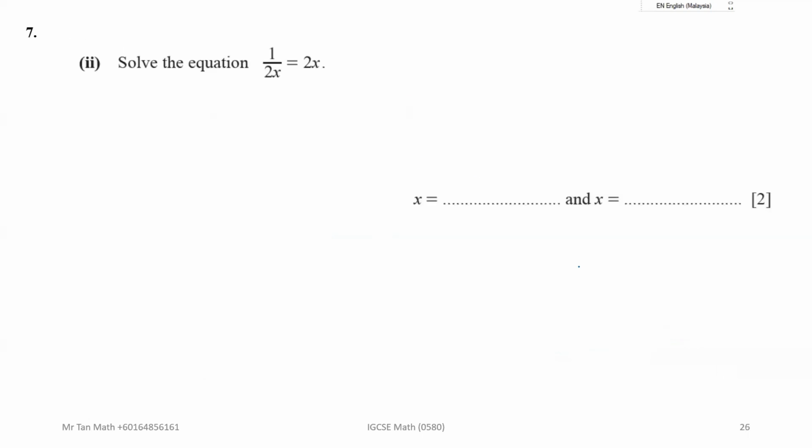Okay, solve the equation 1 over 2x equal to 2x. So 1 equal to 2x times 2x. So you get 4x squared. So x squared equal to 1 over 4. x equal to square root of 1 over 4. So remember, when you square root, your answer should be plus minus. So it's 1/2 and minus 1/2.